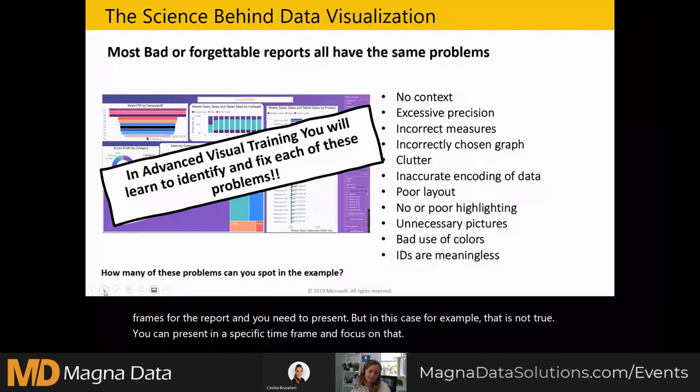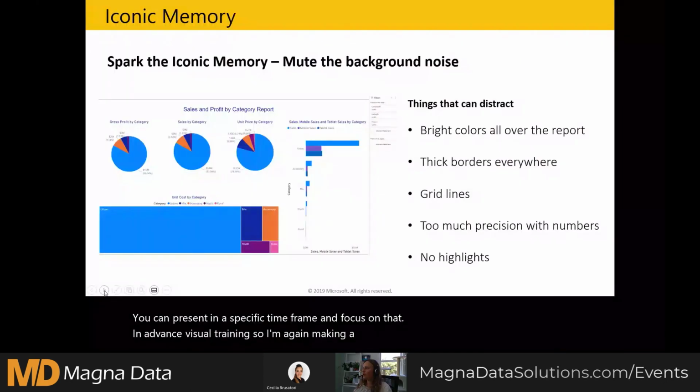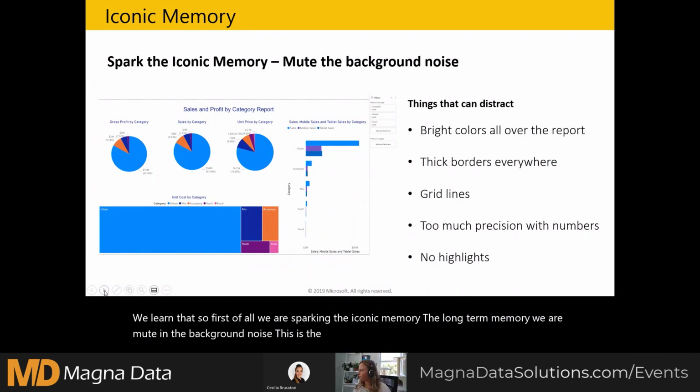In advanced visual training, so I'm again making a commercial, yay, we will learn that. First of all, we are sparking the iconic memory, the long-term memory. We are muting the background noise. This is the first step for us to improve the report.